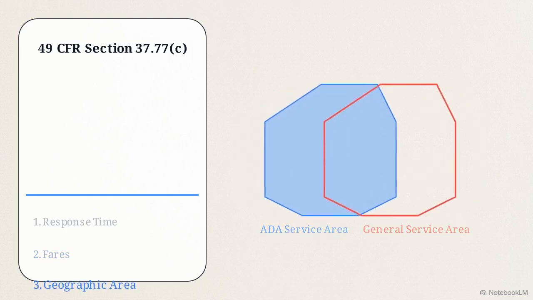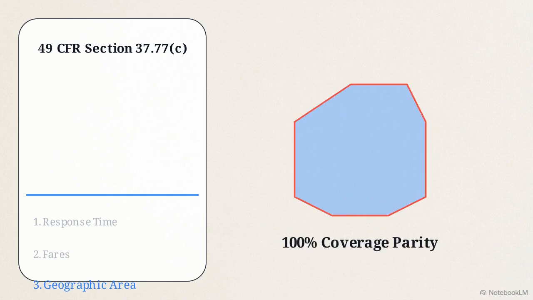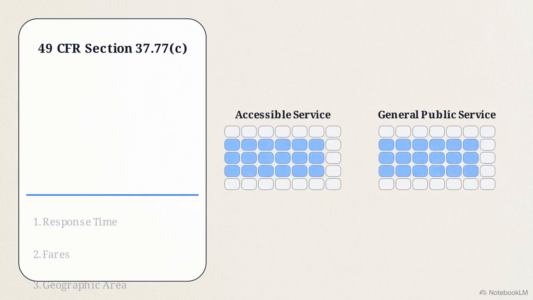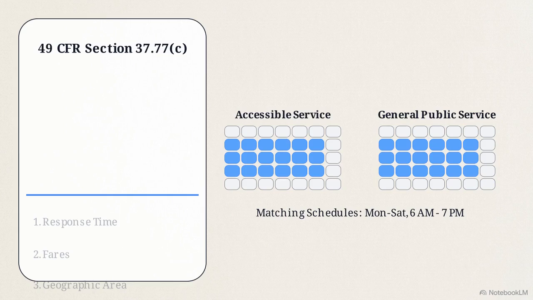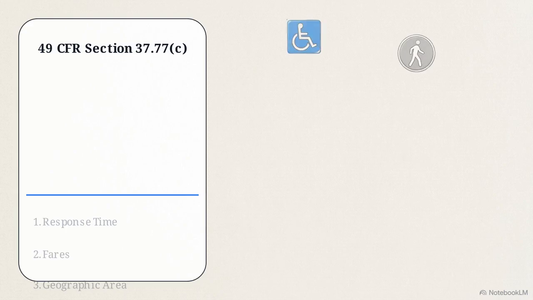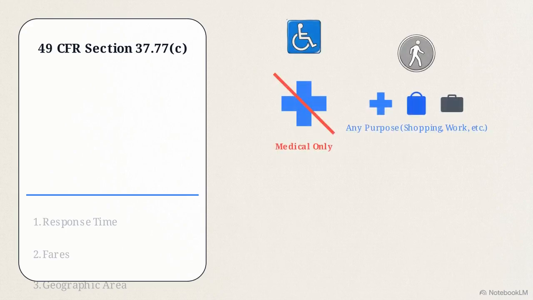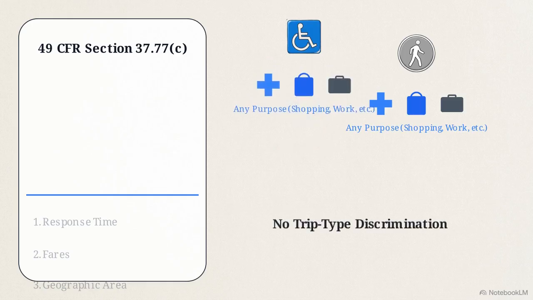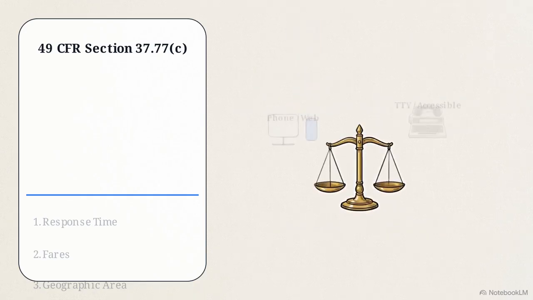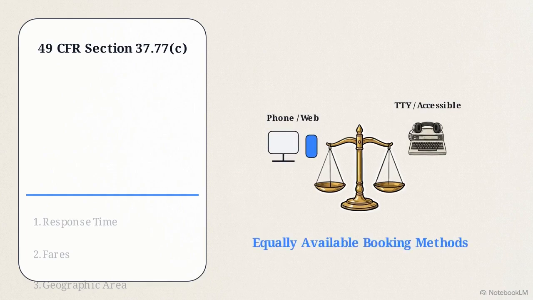Factor 3 requires matching the geographic area of service. You verify your maps to ensure accessible vehicles cover the exact same territory as non-accessible ones. Factor 4 is hours and days of service. You match your published schedules to confirm accessible service operates during the identical calendar blocks as general service. Factor 5 is where agencies often fail: restrictions on trip purpose. You cannot limit ADA riders to medical-only appointments if the general public has the freedom to book a ride for shopping or commuting. Factor 6 covers information and reservations. Booking methods, whether by phone, web, or TTY, must be equally available and provided in accessible formats.